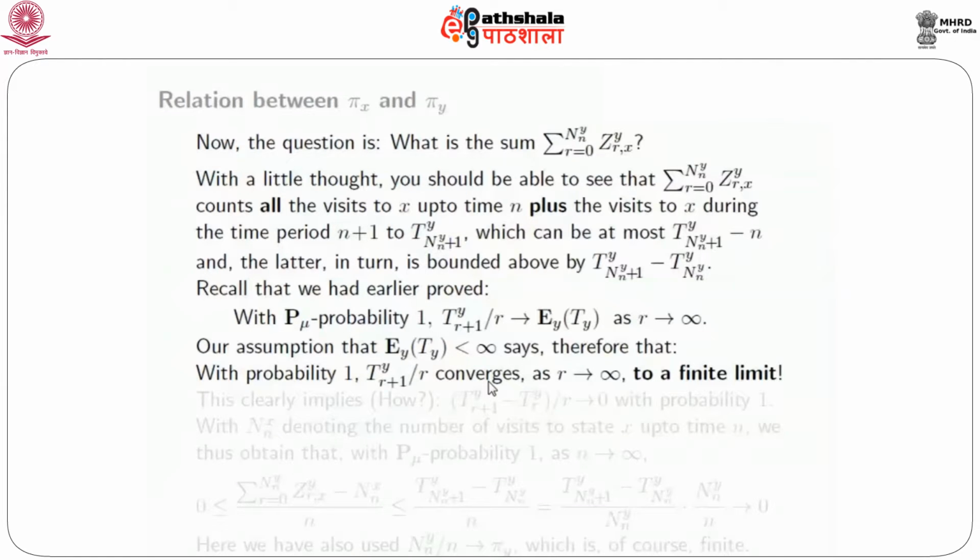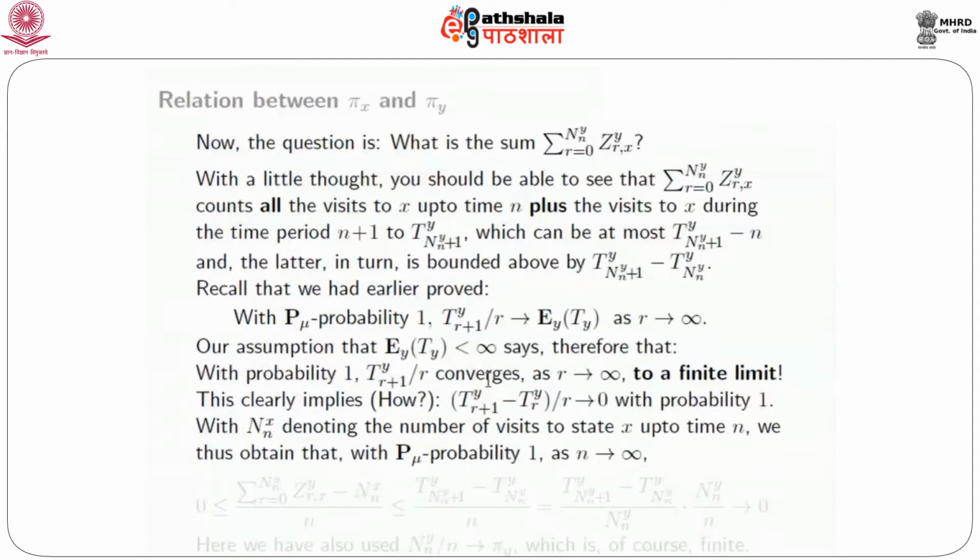Now from that, just a little bit of calculus, this would clearly imply, just convince yourself, that if you look at T_y^{r+1} minus T_y^r, that divided by r has to go to 0 with probability 1. So just convince yourself. If a sequence over r converges to a finite limit, then the differences of the sequence divided by r has to go to 0. That's all it's saying.